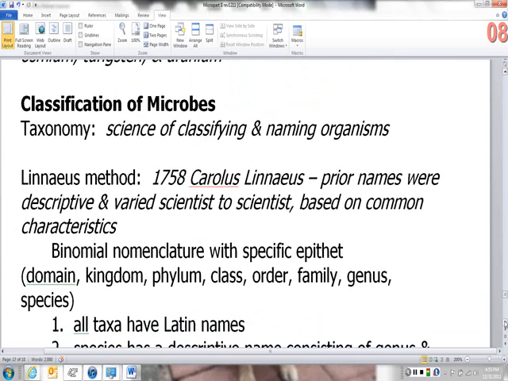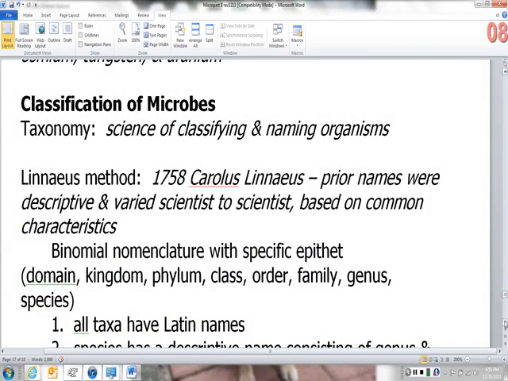Taxonomy is the science of classifying and naming organisms. Prior to 1758, names were descriptive and varied from scientist to scientist. The Linnaeus Method, developed by Carolus Linnaeus, is based on common characteristics, and a modified version of this is still used today. The nomenclature of the organism is a binomial system with a specific epithet.